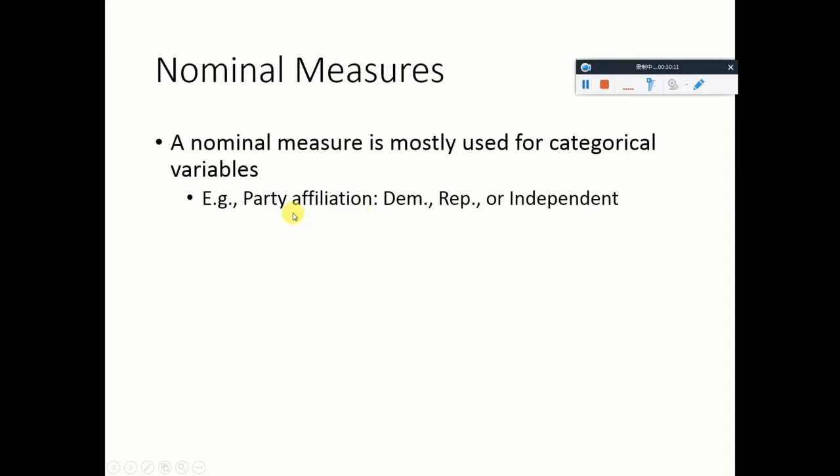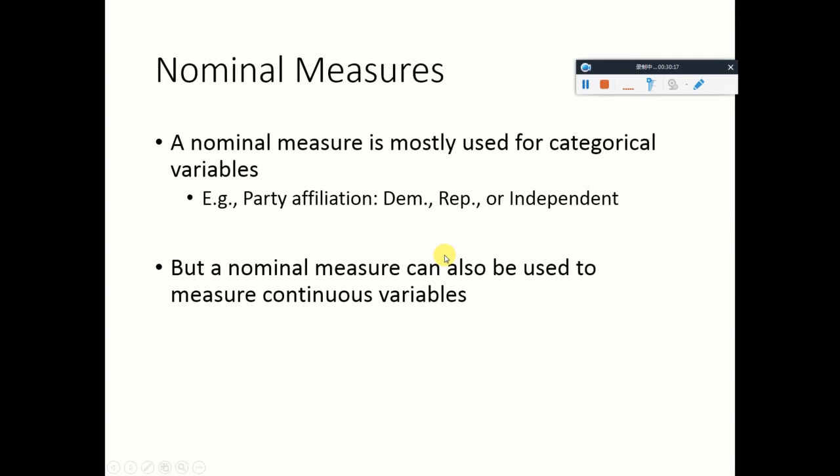So, party affiliation, that's another good example. But that does not mean that a nominal measure cannot be used to measure other types of variables, right? So, let me repeat. Categorical variables can only be measured by a nominal measure. But that does not mean that a nominal measure can only be used to measure categorical variables, because a nominal measure can also be used to measure continuous variables.